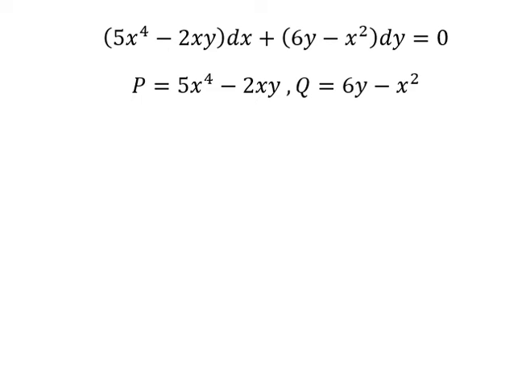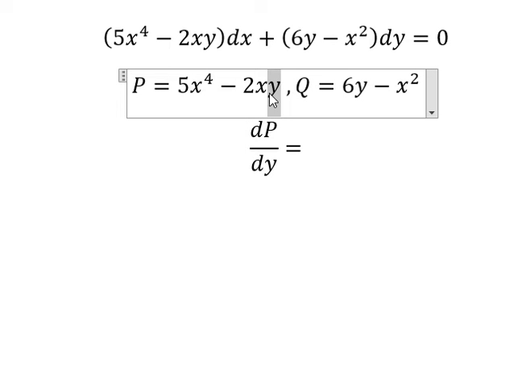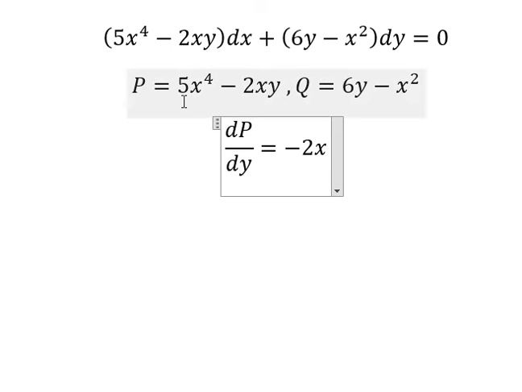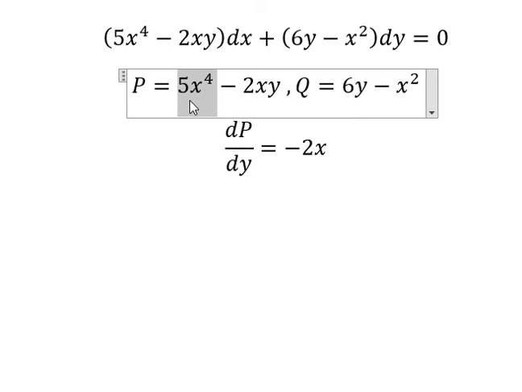That means we need to do first the derivative of p with respect to y. So we have only y in here. First the derivative of y, we have number 1. So we have negative 2x. This one we don't have y, so you got 0.